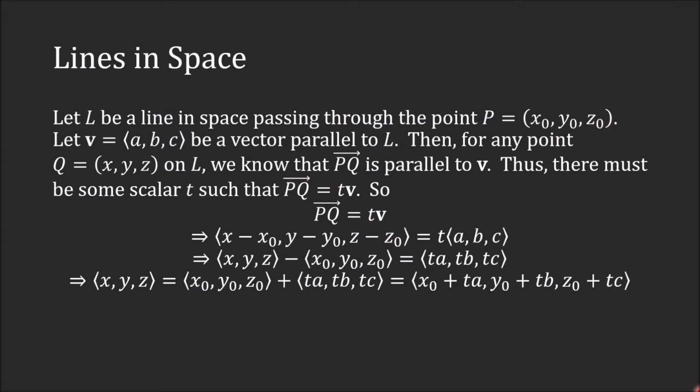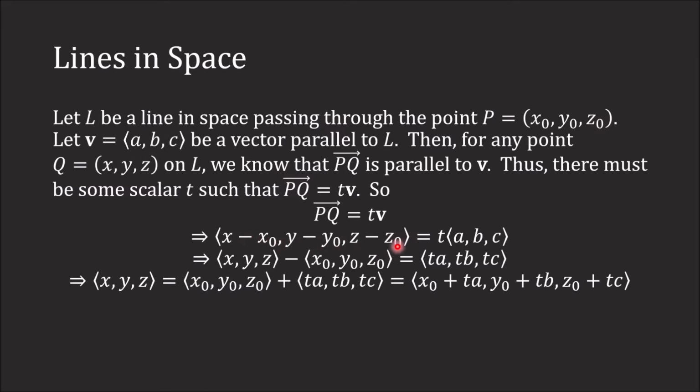Now let L be a line in space passing through the point x0, y0, z0. Let v equal ABC be a vector that is parallel to L. Then for any point q equals x, y, z on the line, we know that the vector pq is parallel to the vector v. Thus there must be some scalar, called t, such that the vector pq is equal to t times v. So pq is equal to tv. Now pq would be x minus x0, y minus y0, z minus z0.